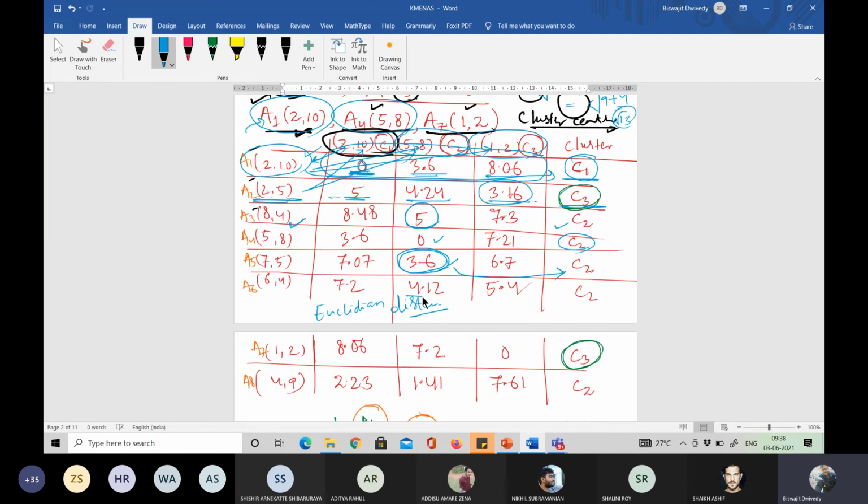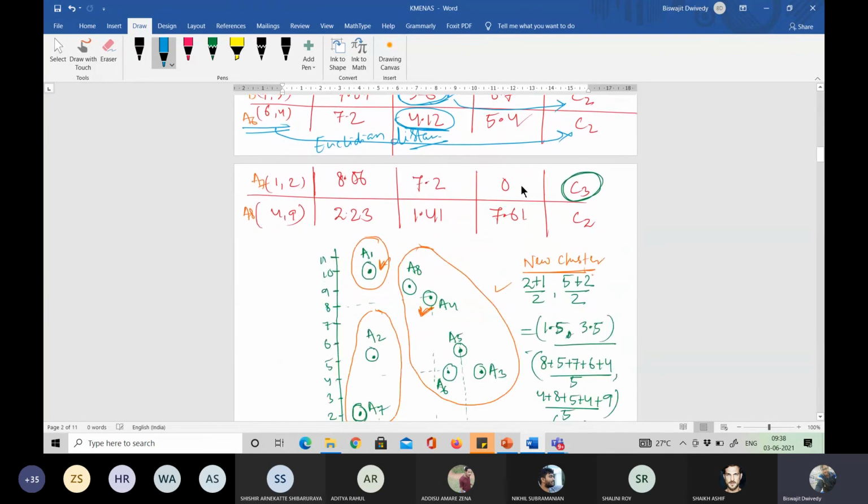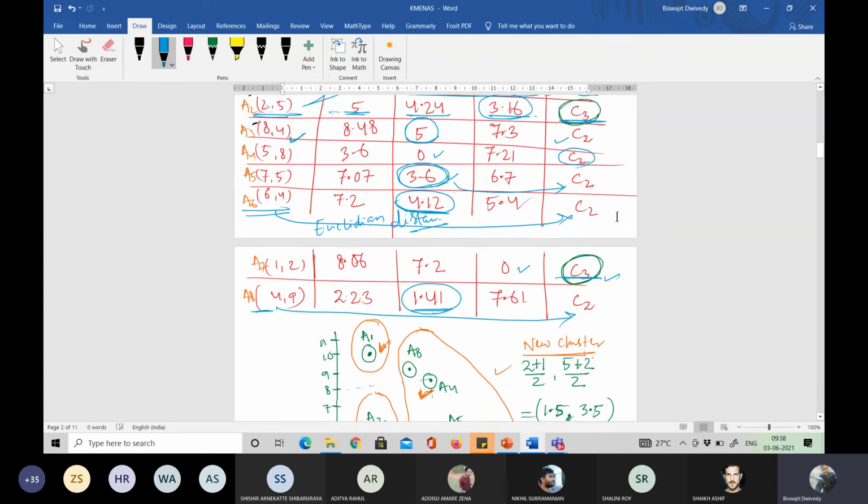Here you can see the same, 4.12 is here. This is the minimum one. So that's why this data point should be kept in our second cluster. Similarly, here 0 is there. So that's why it should be kept in your third cluster. Okay. Similarly, A8 is there. So here, 1.41 is here. This is the minimum one. So this point is going to be kept in our second cluster. So once I have assigned the clusters, or kept all the points in the clusters, let's see what happens.